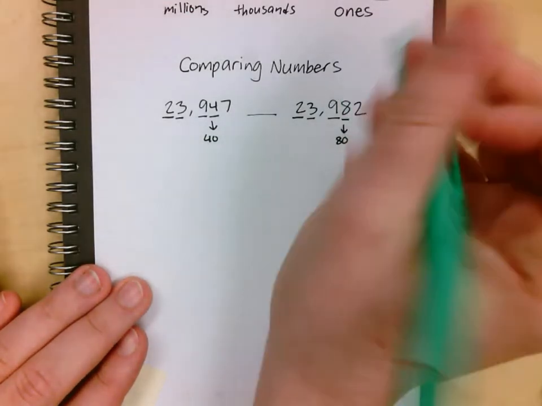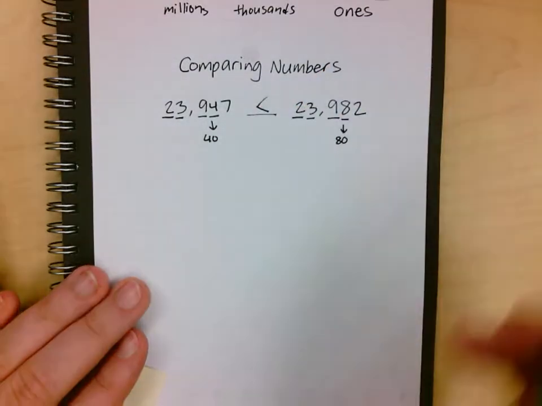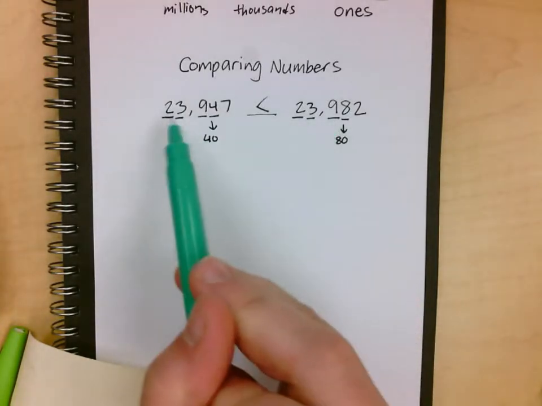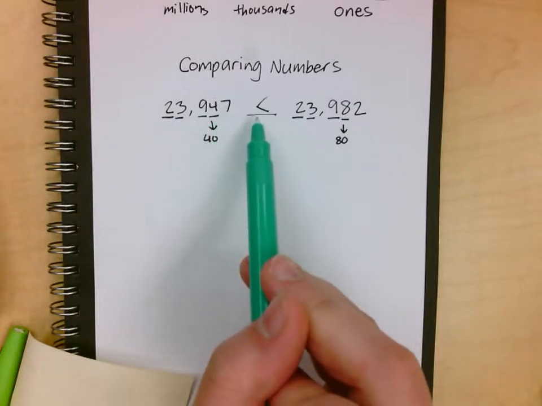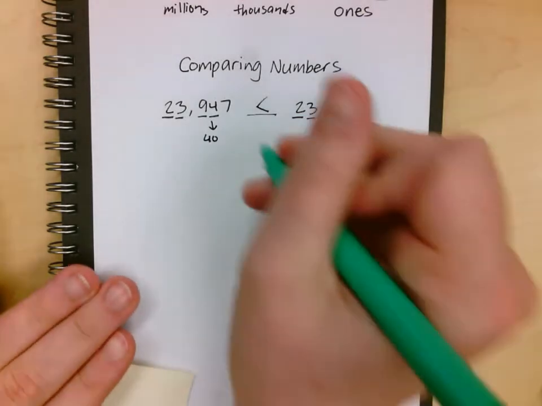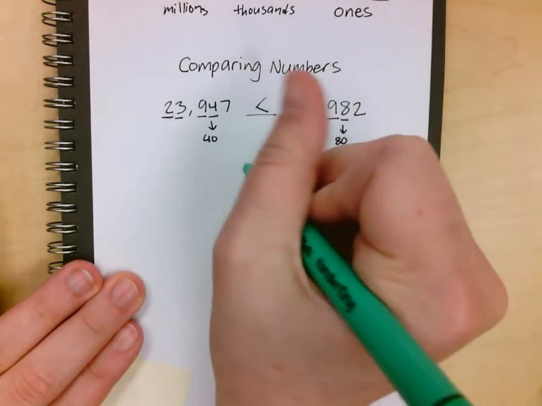4 10s or 40. So this number, 23,982, is greater than 23,947. Or, reading it across, 23,947 is less than 23,982. We could also do this by stacking our numbers, and it gets the same result.